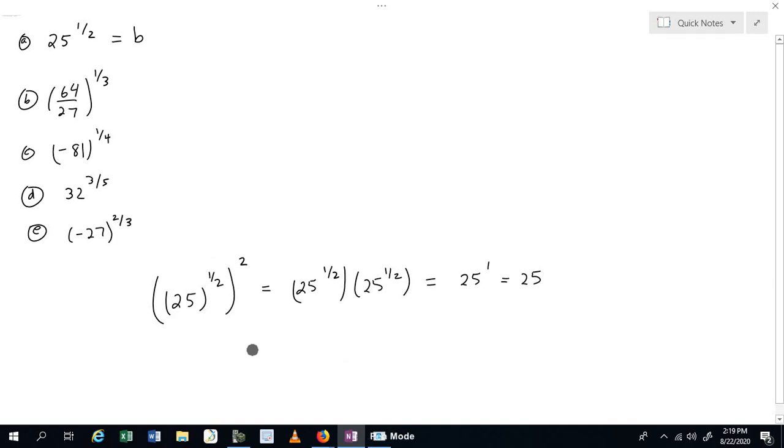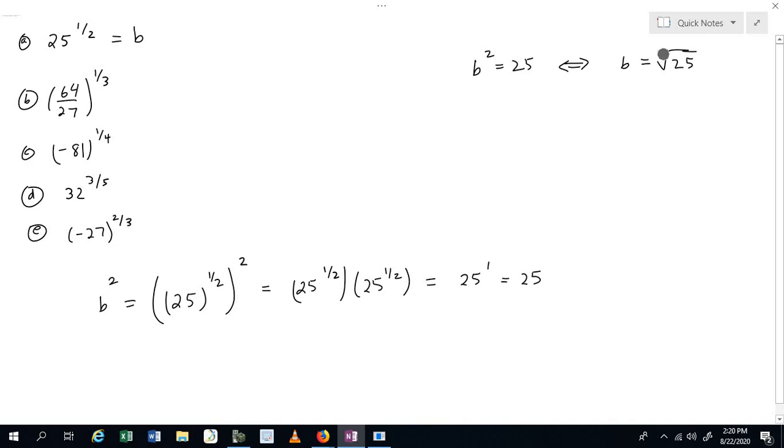So now we have this situation where this number right here, remember this is b, and we're squaring b, right? So b squared is equal to 25. Well, we saw from the last section, if b squared is equal to 25, that means that b is equal to the square root of 25. This is what we mean by the square root of 25, from the last section.